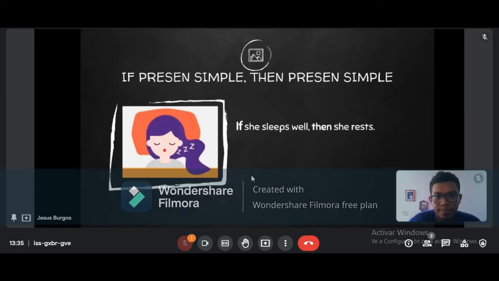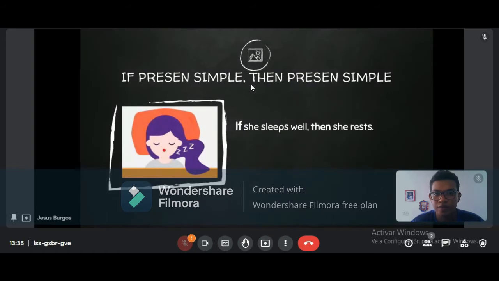If she sleeps well, then she rests. Yes, and here we identify the structure. If, present simple, she sleeps well. Yes, then present simple again. Finally, we have the present simple again, she rests.